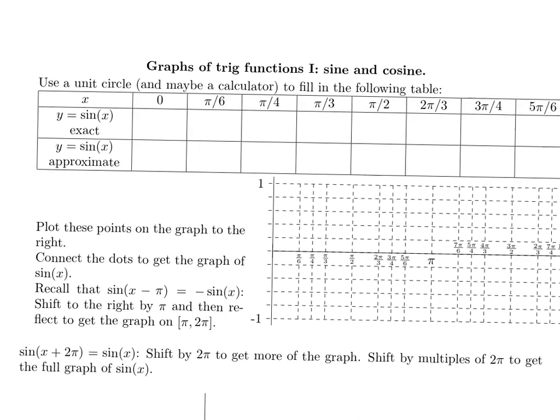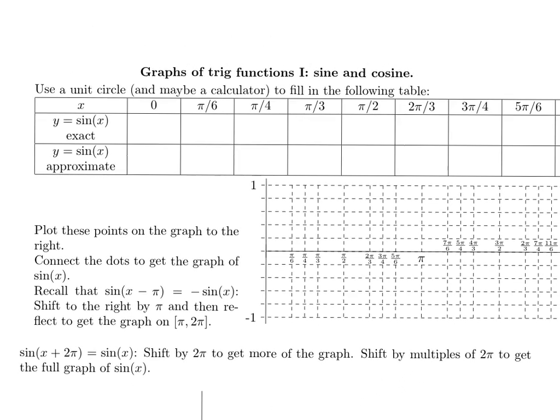Let's use the fact that we know trig functions at several inputs to sketch a graph of sine and cosine. So let's start by just plotting points. By looking at your unit circle, which hopefully you have in front of you, you see that the sine of 0 is 0. The sine of pi over 6 is 1/2. The sine of pi over 4 is square root 2 over 2. The sine of pi over 3 is the square root of 3 over 2. The sine of pi over 2 is 1.